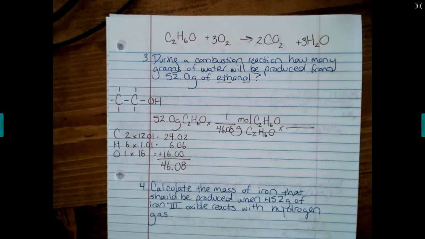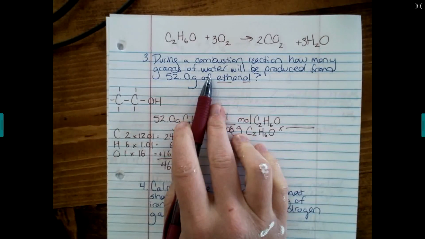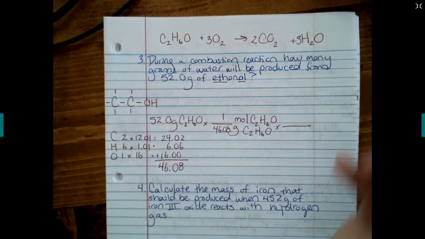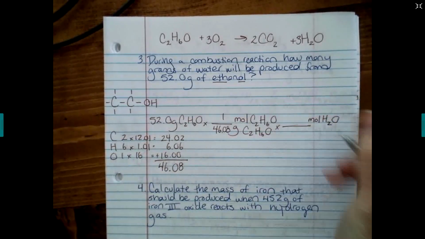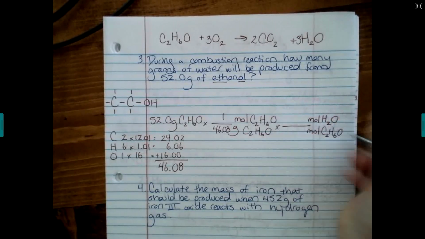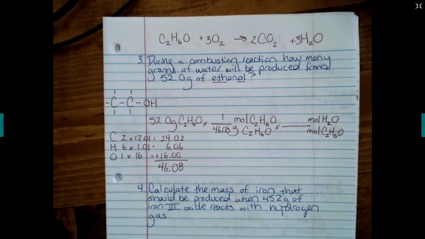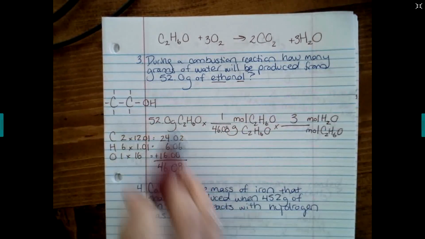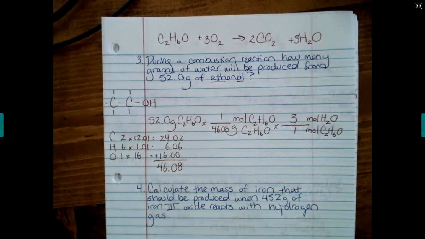And now I'm ready to set up my ratio. So it says during a combustion reaction, how many grams of water? So water is what I'm trying to find. I can't turn it into grams without first setting up my mole to mole ratio. So I'm going to put moles of water on top, moles of ethanol on the bottom. And remember where we're getting this ratio from? This is coming from our balanced equation. So next to water, there is a 3. And next to ethanol, there is nothing, which is a 1.